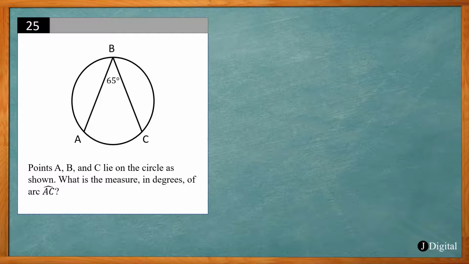In this example SAT problem, it says points A, B, and C lie on the circle as shown. What is the measure in degrees of arc AC? Here we have an inscribed angle. The vertex of the angle is on the circle. So remember, the arc measure will be x, and the inscribed angle will be half of x. Otherwise, arc AC would be twice the inscribed angle. So 65 times 2 is 130. Our answer here would be 130 degrees.